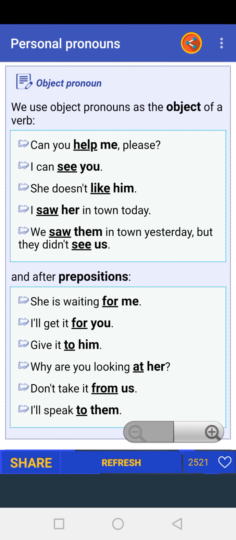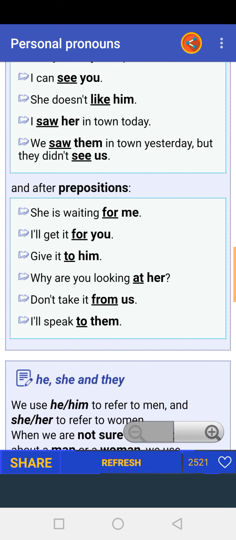So now let's go to object pronouns. We use object pronouns as the object of a verb. For example, can you help me please? So help is the verb and me is the recipient of the action. So can you help me please? Me is the object pronoun. I can see you. She doesn't like him. I saw her in town today. We saw them in town yesterday, but they didn't see us.